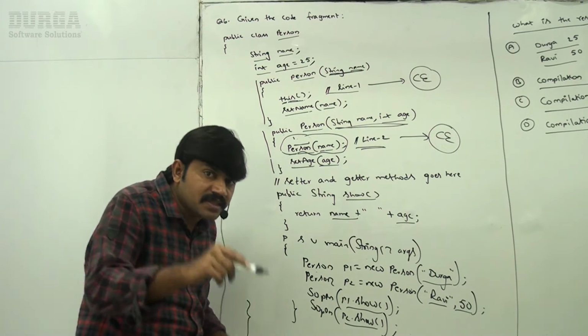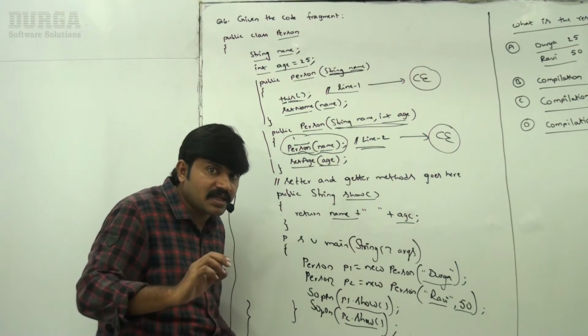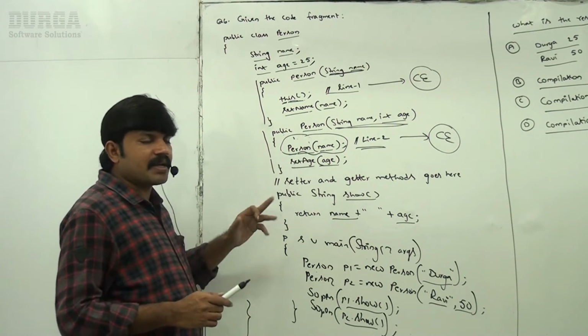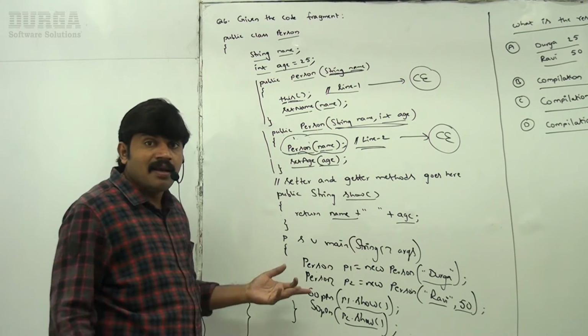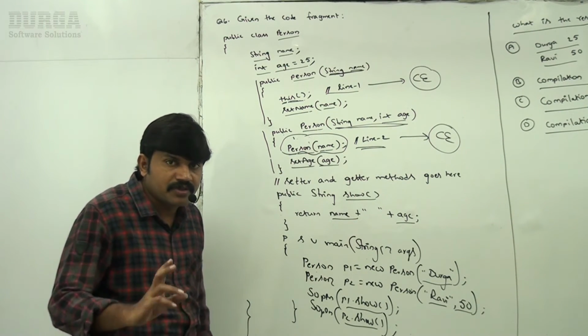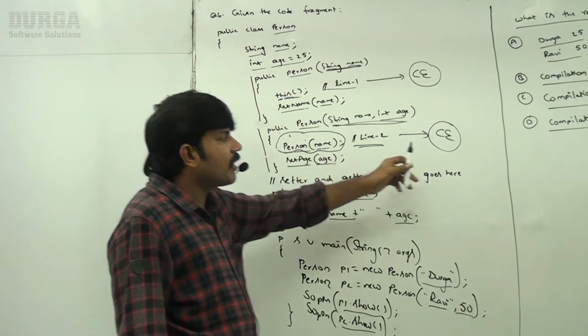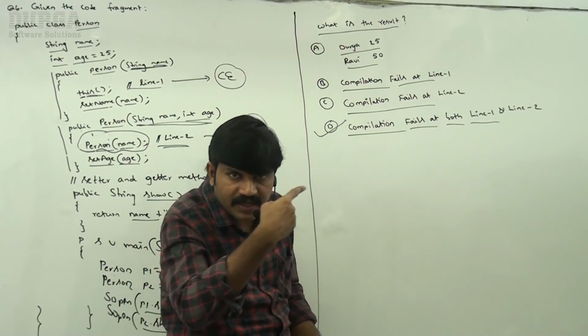If you want to call the same class constructor, this you have to use. If you want to call the parent class constructor, super we have to use. But here by name directly you are calling, it is invalid. There is no such method, so you are going to get a compile time error. So here there is a problem at line 1 and a problem at line 2. So compilation fails at line 1 and line 2 is the correct answer, sir.